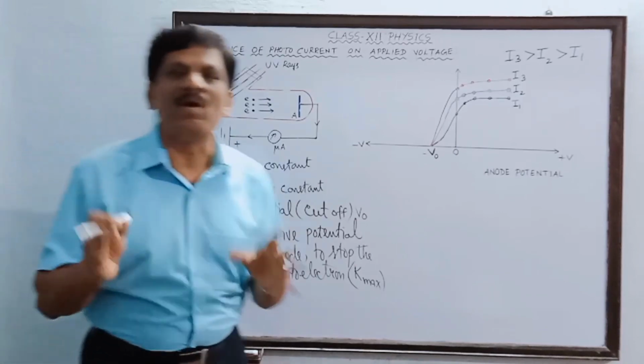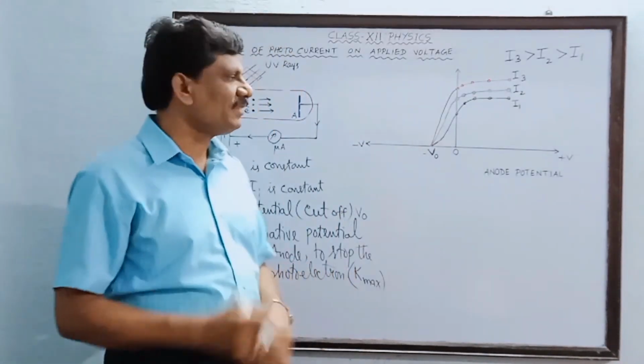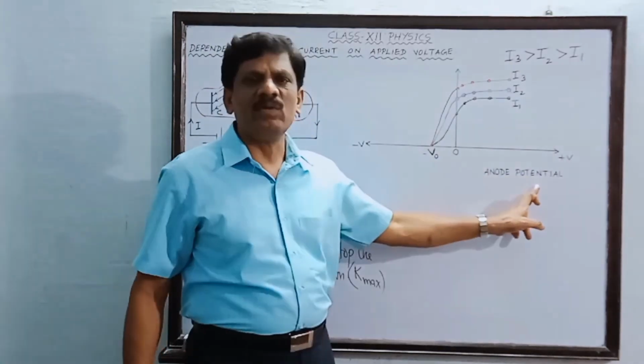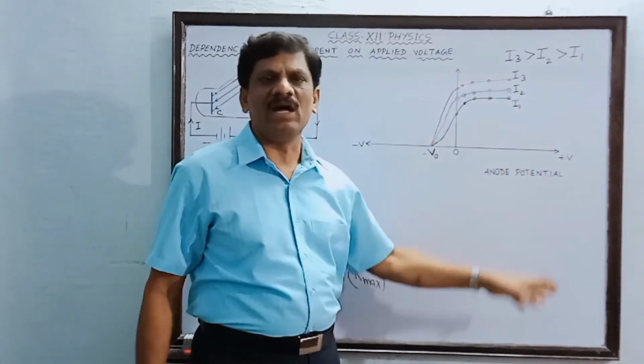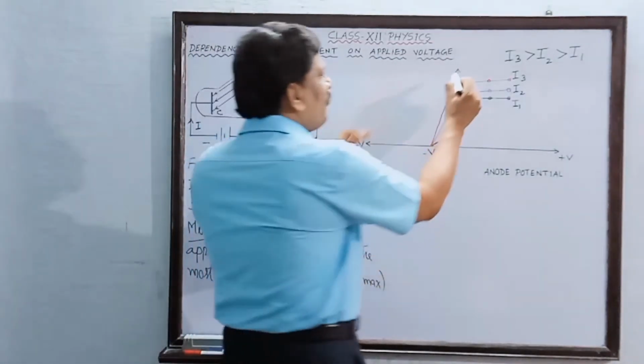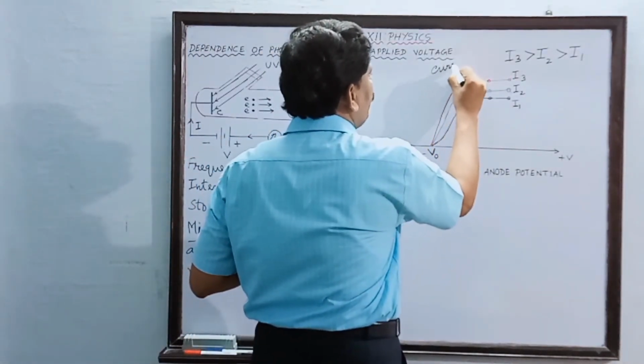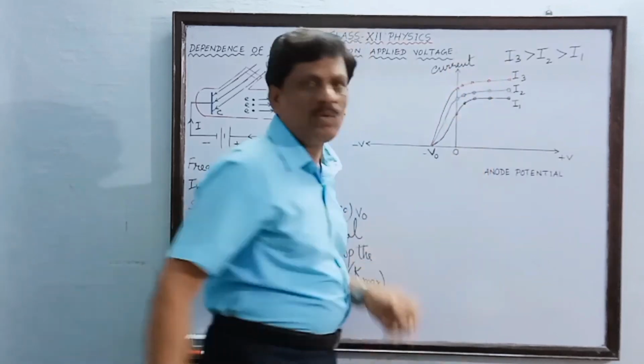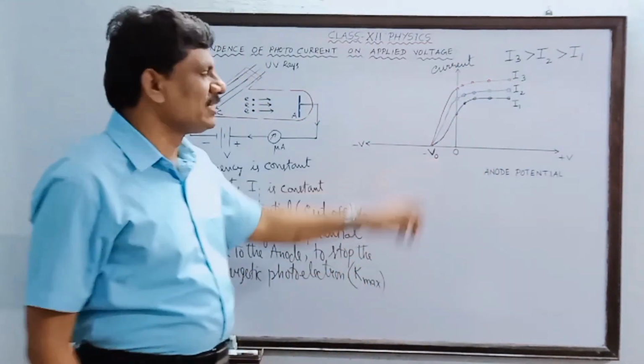And when I plot the graph by taking the applied voltage or anode potential along the x-axis and the photoelectric current, okay, this is the photo current, along the y-axis, what is the nature of the graph I am getting?